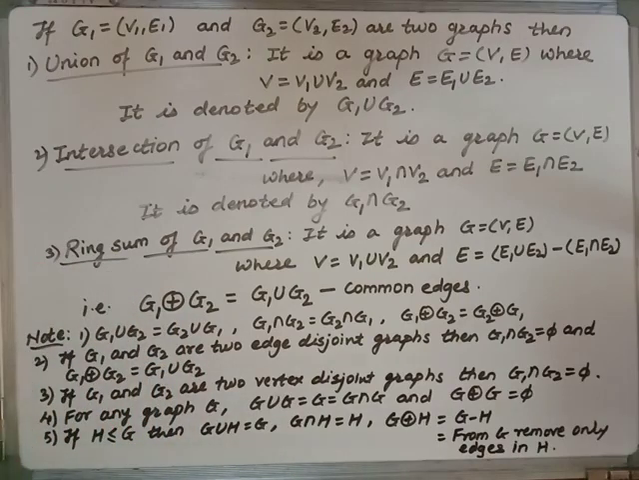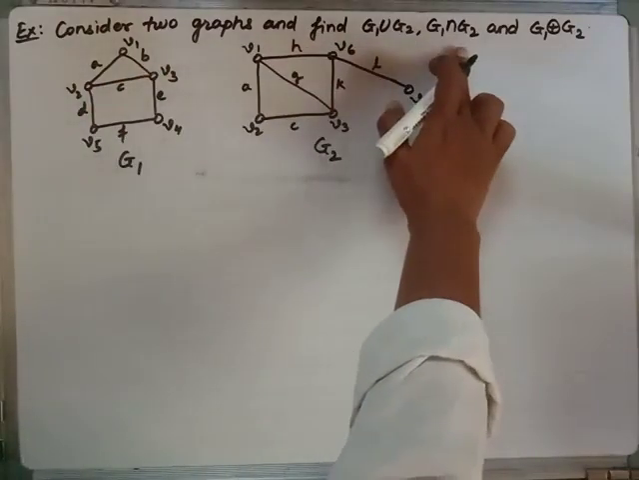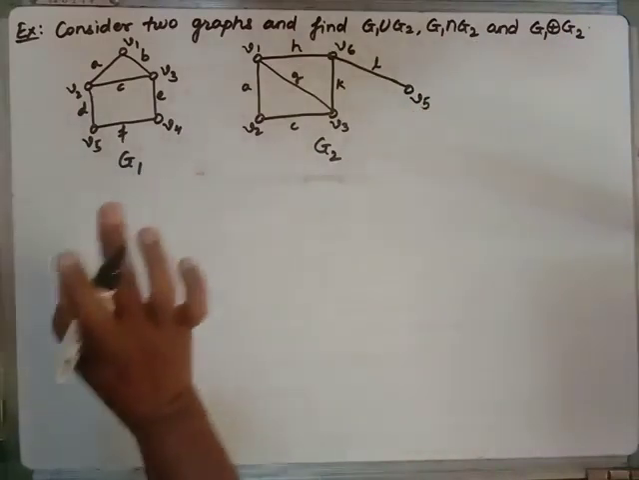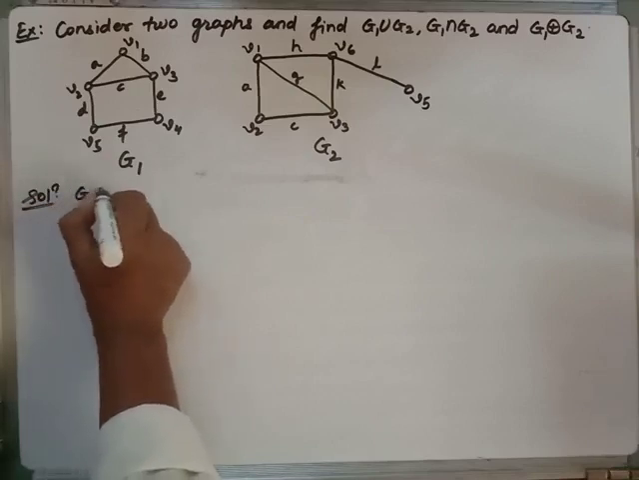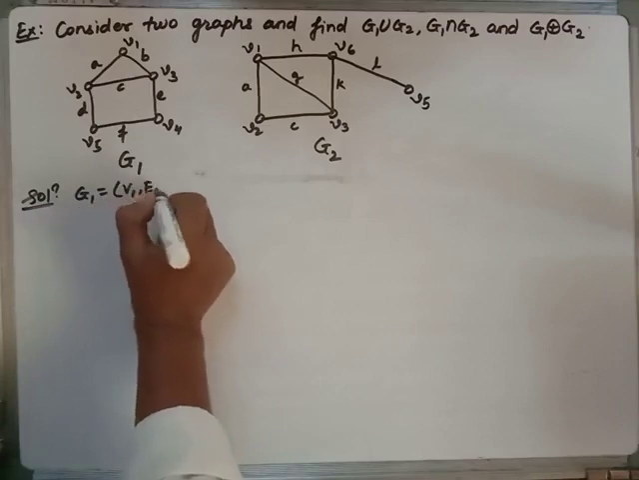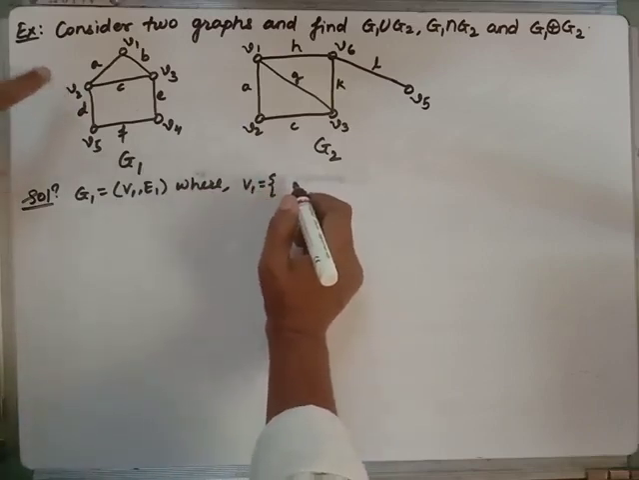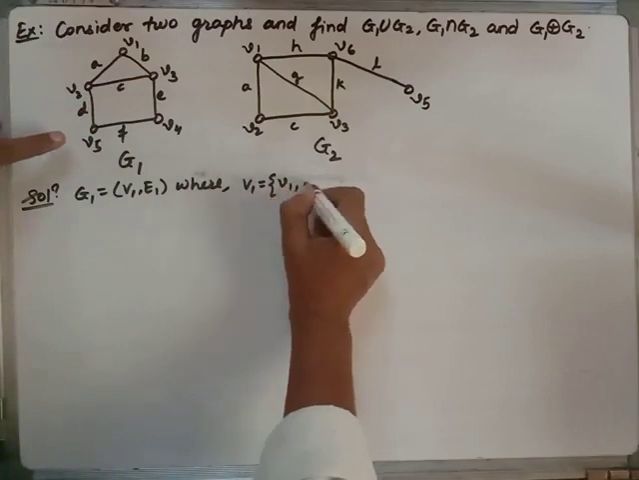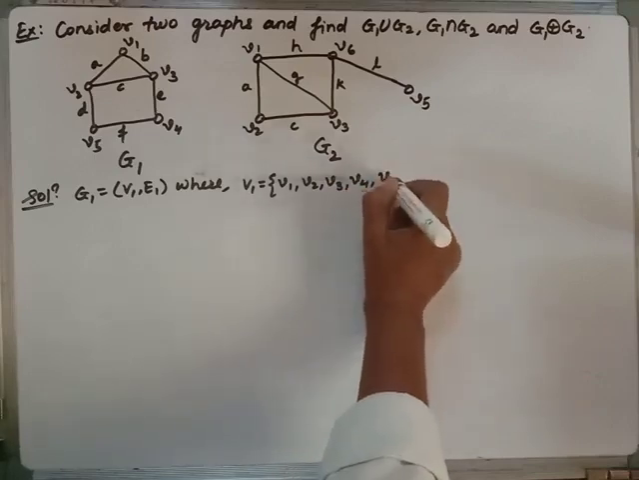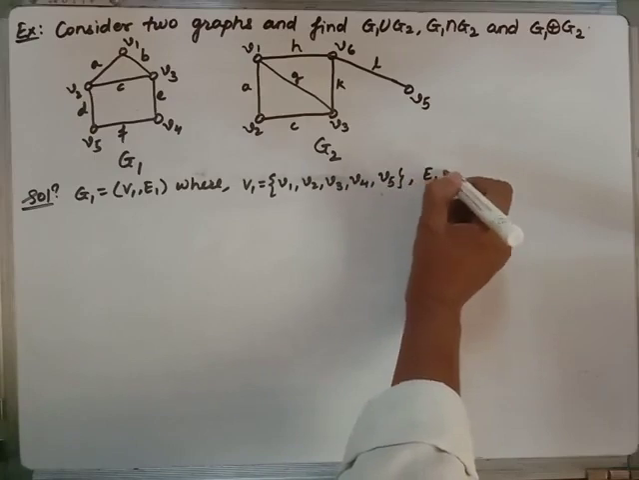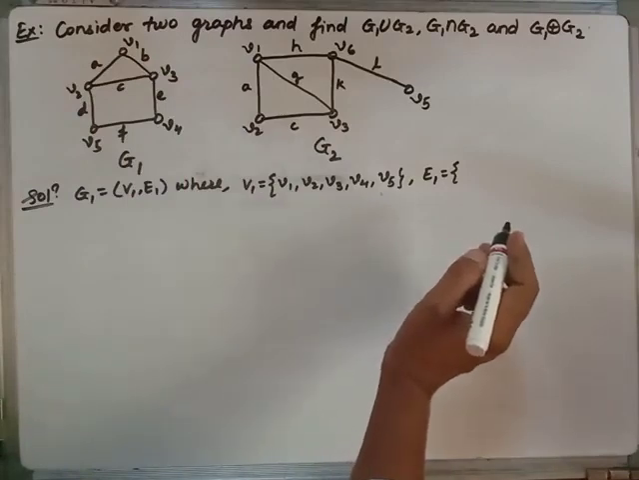Now let's see an example, a common example for all these. Example: consider two graphs and find G1 union G2, G1 intersection G2 and G1 ring sum G2. So G1 and G2 are here. Now the solution. G1 is V1, E1, where V1 is a set. Look at how many vertices there are: 5. V1, V2, V3, V4 and V5. And what about the edge set E1? It has 6 edges: A, B, C, D, E, F. Right?